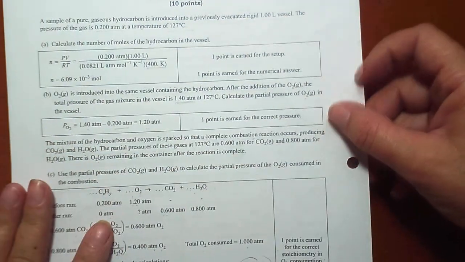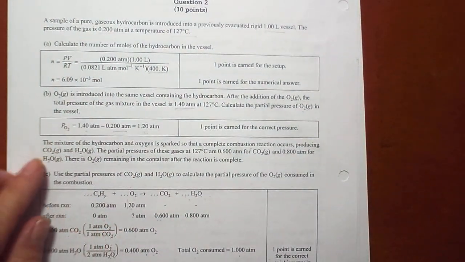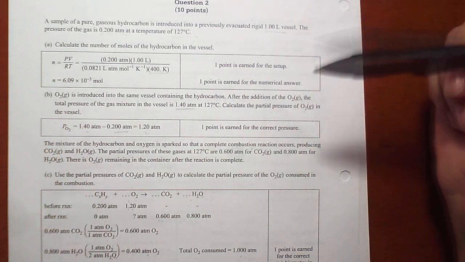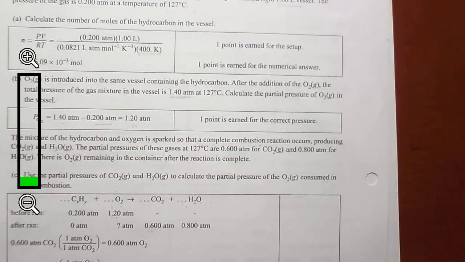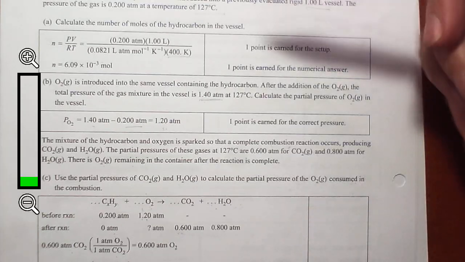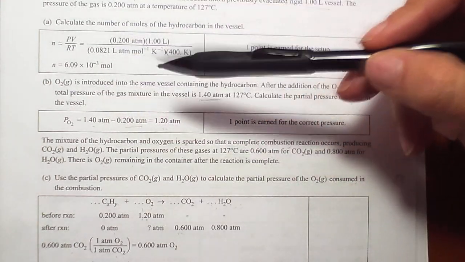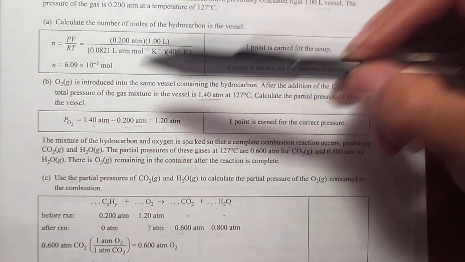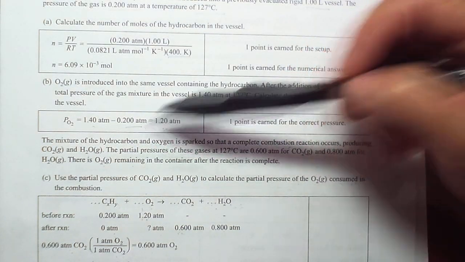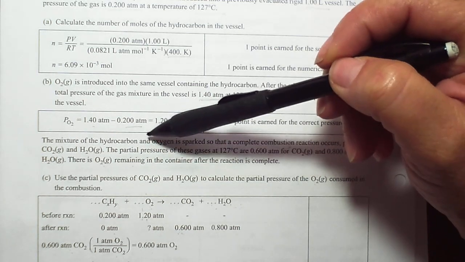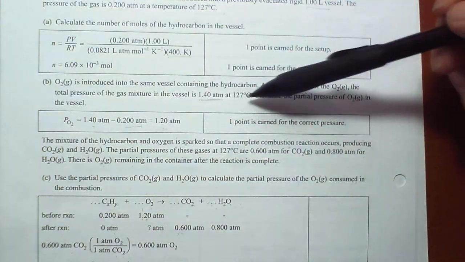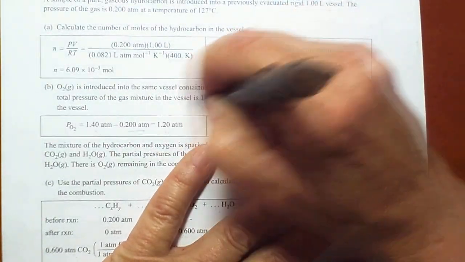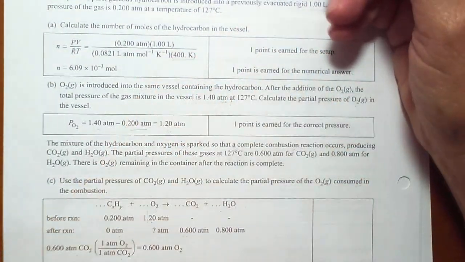So what I want to go through is, I think question A is fairly straightforward because all you had to do was calculate the number of moles based on PV equals nRT. And then question B, you just had to subtract the ATMs that you were given from the total ATM. So that's just Dalton's law. We went over that in class.